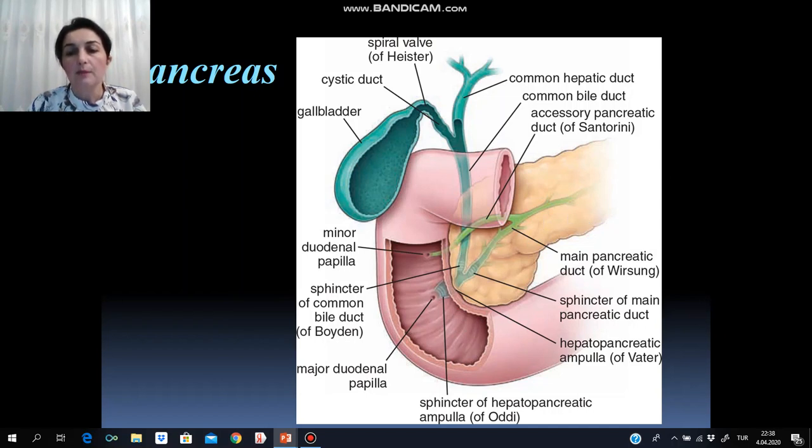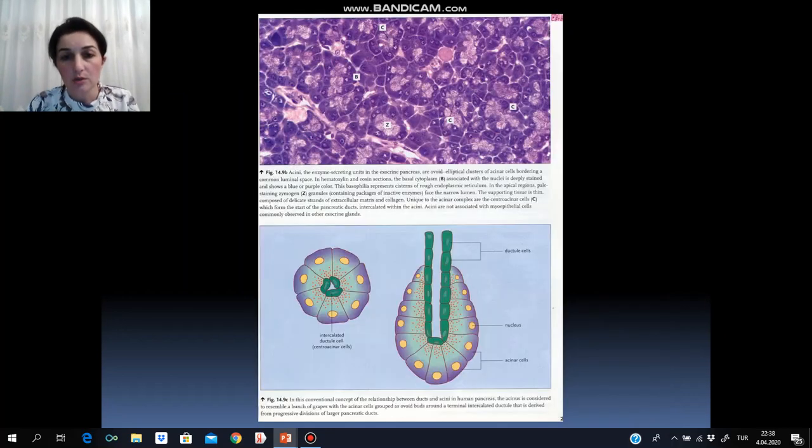Pancreas is a gland which has exocrine and endocrine functions. Exocrine function is related to the production of digestive enzymes, and endocrine is the production of hormones. Let's look at the section of the pancreas here. That is a histological section which is stained by hematoxylin eosin staining.